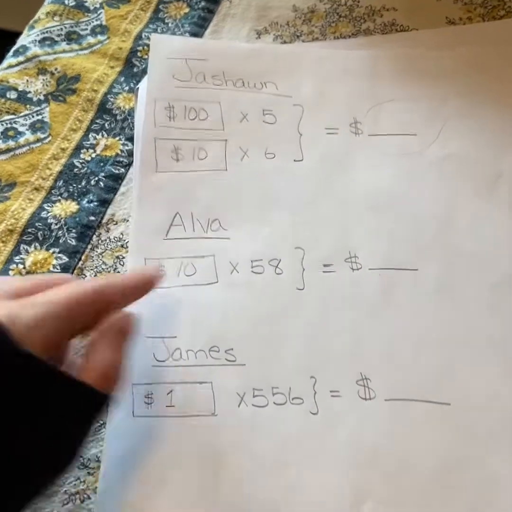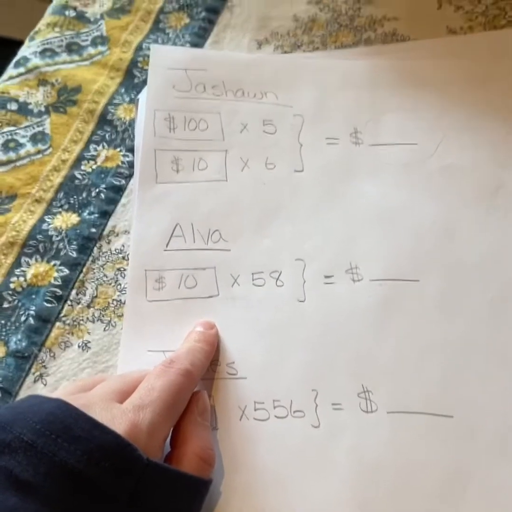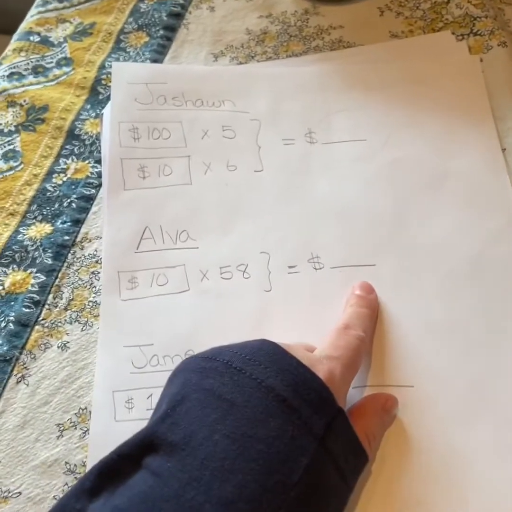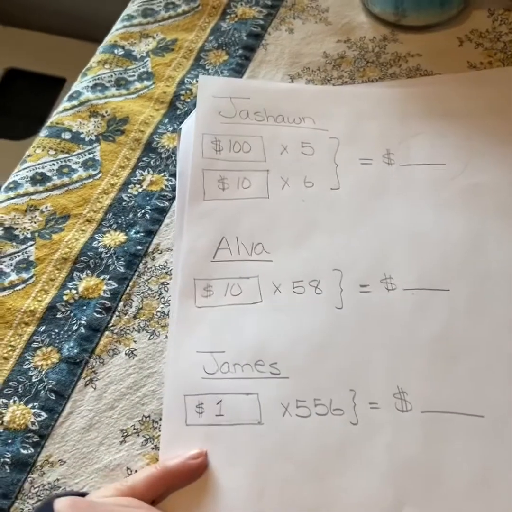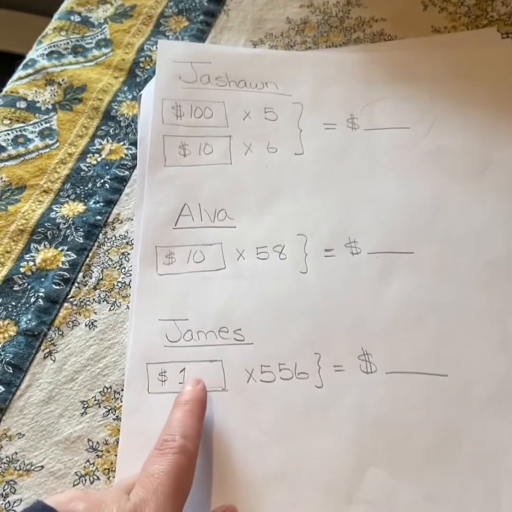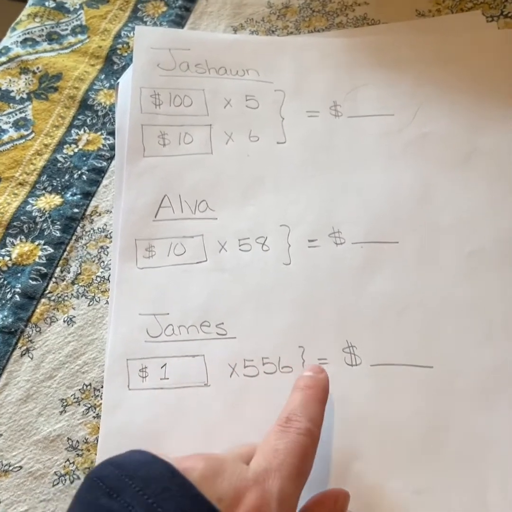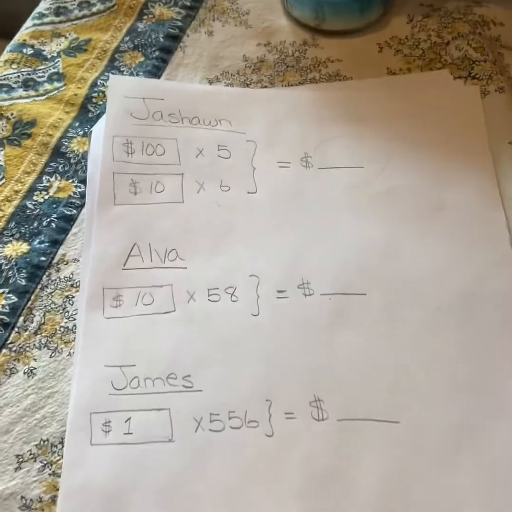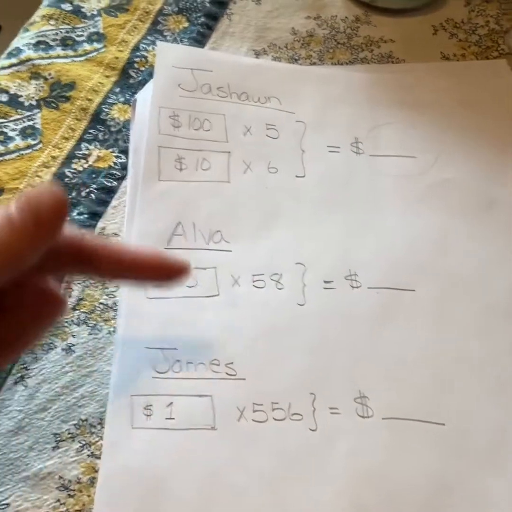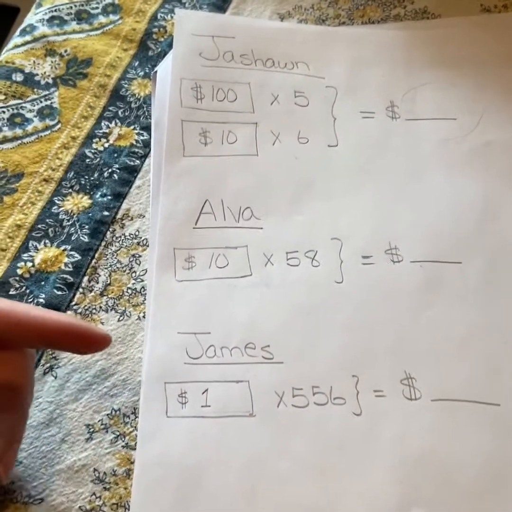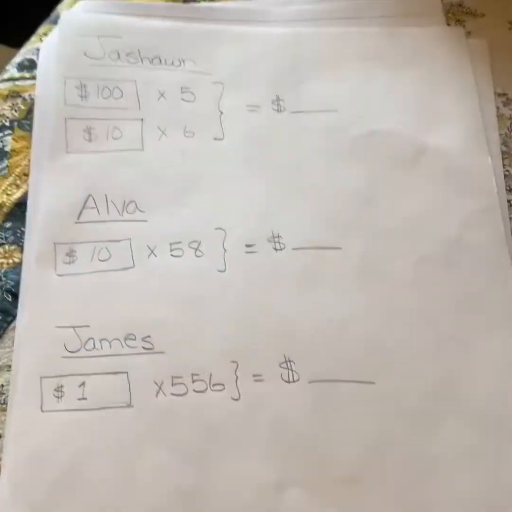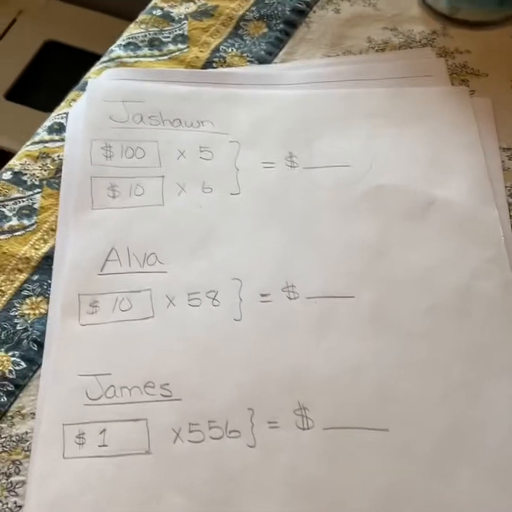Next, Alva had 58 $10 bills. So that's like saying 10 times 58. So you can figure out the total that Alva had. Finally, James had 556 $1 bills. So you can multiply 1 times 556 to figure out how much James had. I want you to pause the video here and calculate how much each of these 3 people had. So you're figuring out how much each one of them had. Pause it and solve.